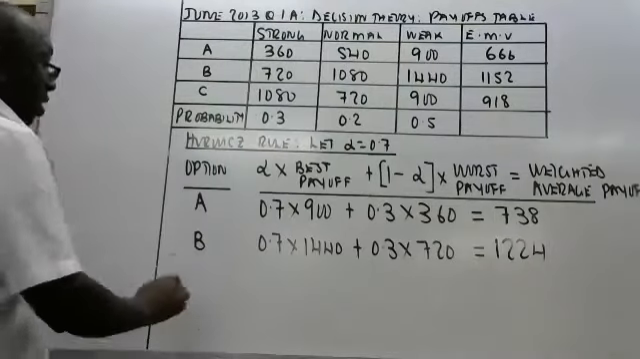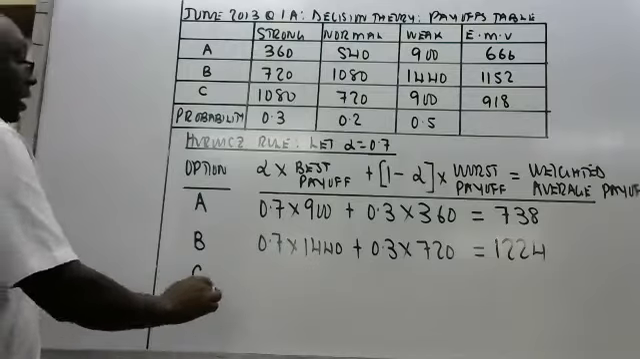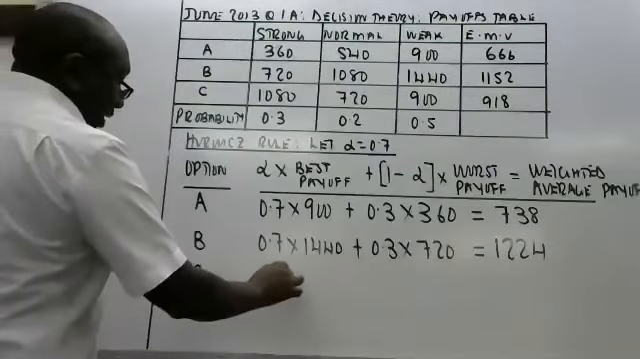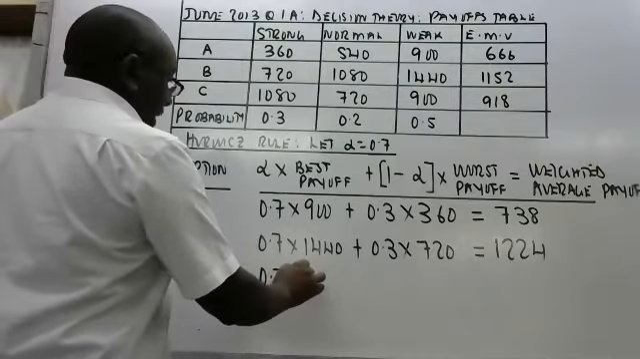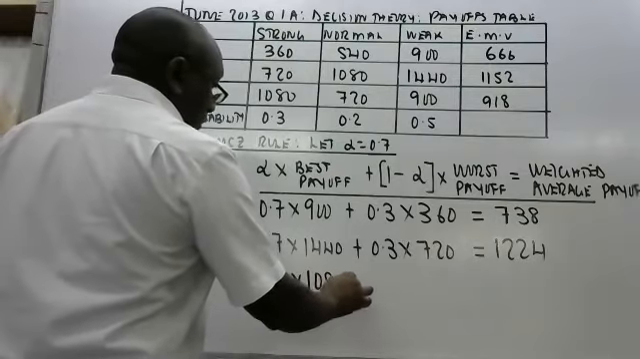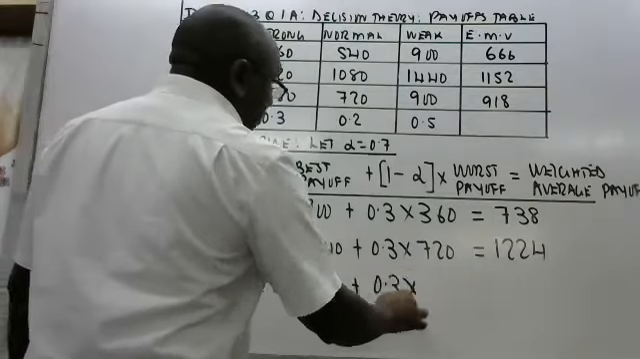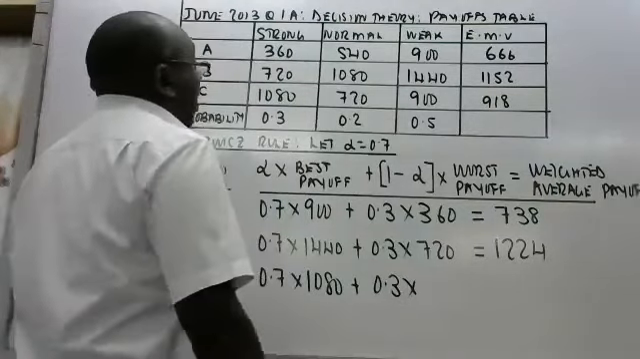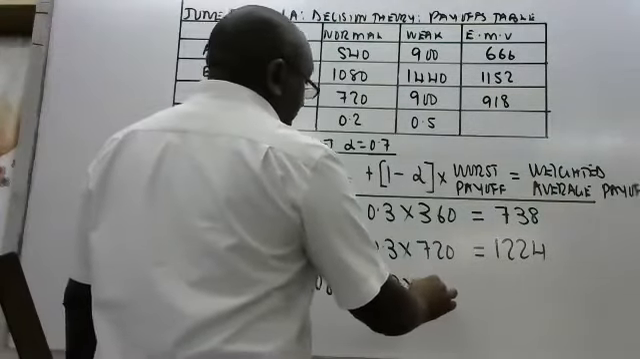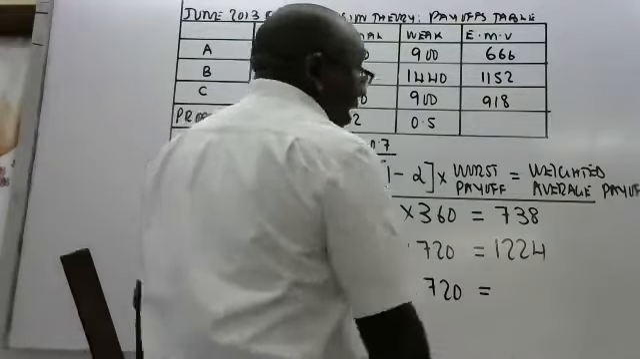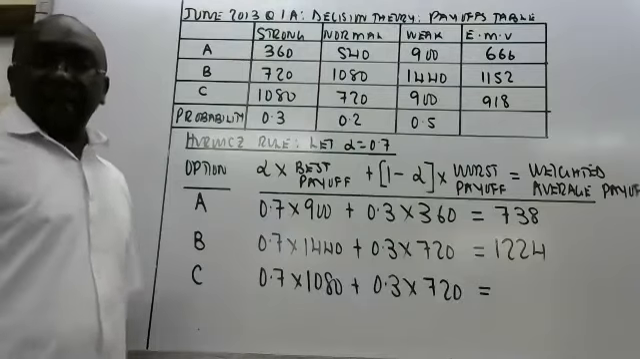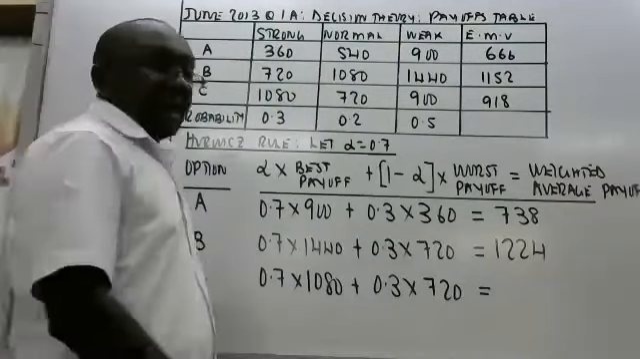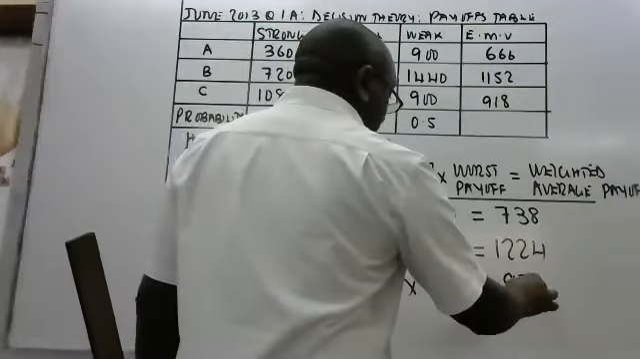1224. Then we go to C, whereby we say 0.7 times the best there, which is 1080, plus 0.3 times the worst there, which is 720. 972, that's very good.